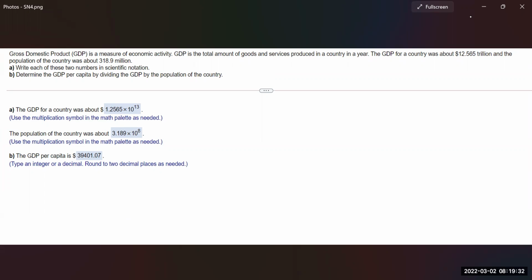So our first question is to find the GDP of the country in scientific notation. So we want to write each of these two numbers in scientific notation. First is the GDP. GDP stands for gross domestic product. That was given to us as 12.565, and this is a trillion. A trillion as a power of 10 is 10 to the 12.